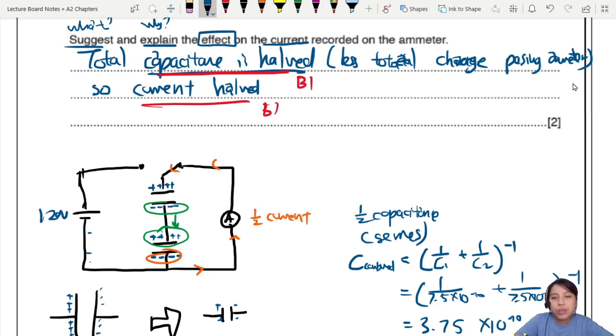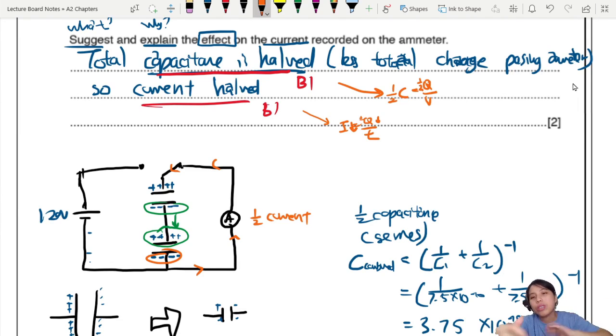If you feel like you're not convinced, you can try to play around with some equations. Capacitance is calculated by C equals Q over V. So if your capacitance is half already, then the amount of charge passing will be half. And current also, what is current? Here, you're measuring the average current over one second. So this is also half already. Lesser charge passes through in 1 second, lesser current. So that's what I'm trying to talk about over here. The first one, we think of it this way, and the second one, you can think of it that way.